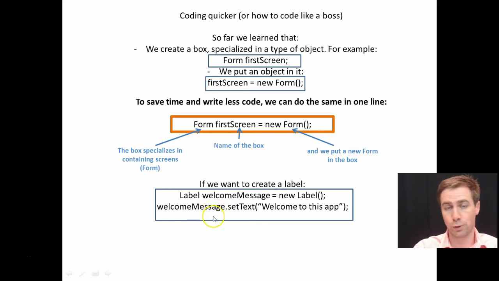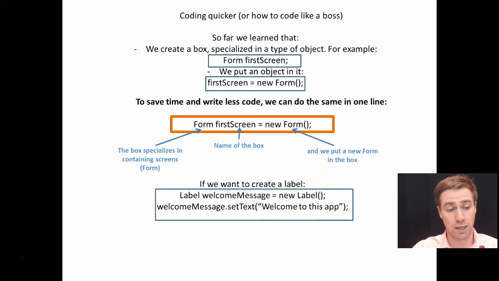So we have put an object in the box. As you know from previous tutorials, we can now apply actions to the object inside the box. And we do that by writing a dot after the name of the box. When you write a dot after the name of the box, you see a menu of actions, and here I've chosen the action set text, which means that you can change the text of the label. And the text we want for this label is welcome to this app.